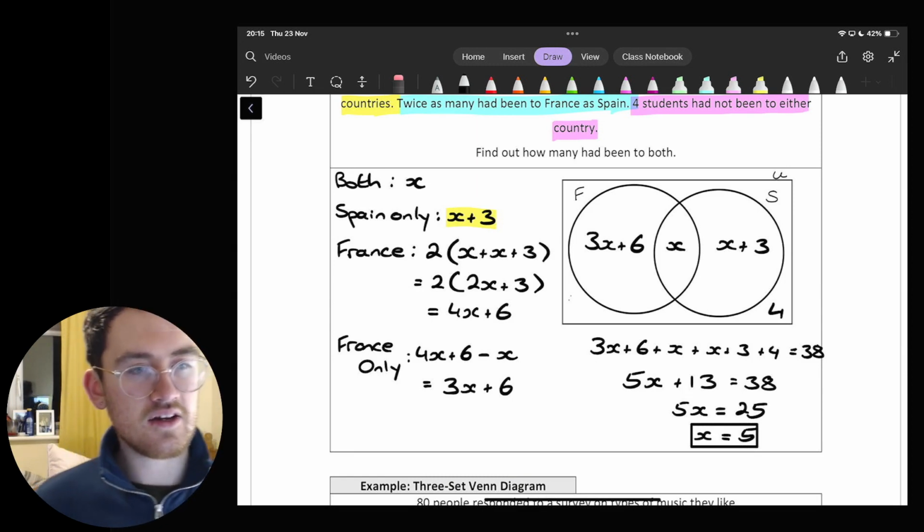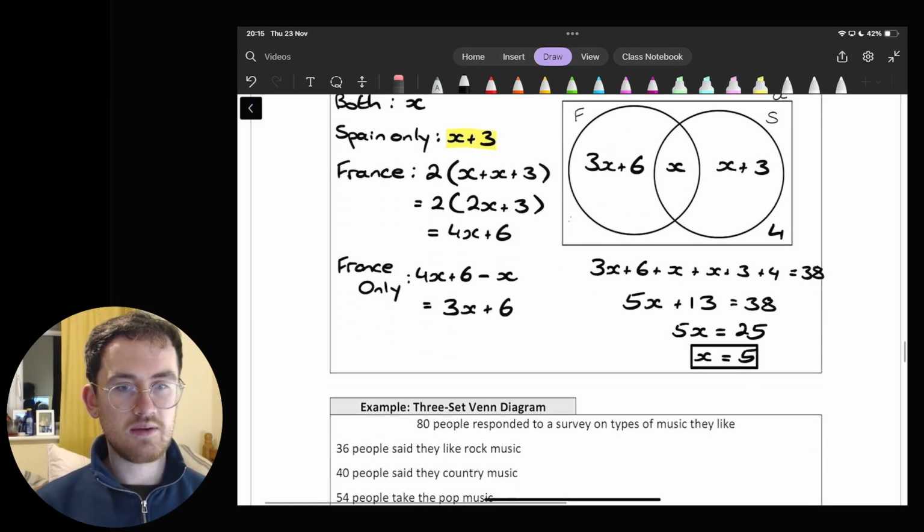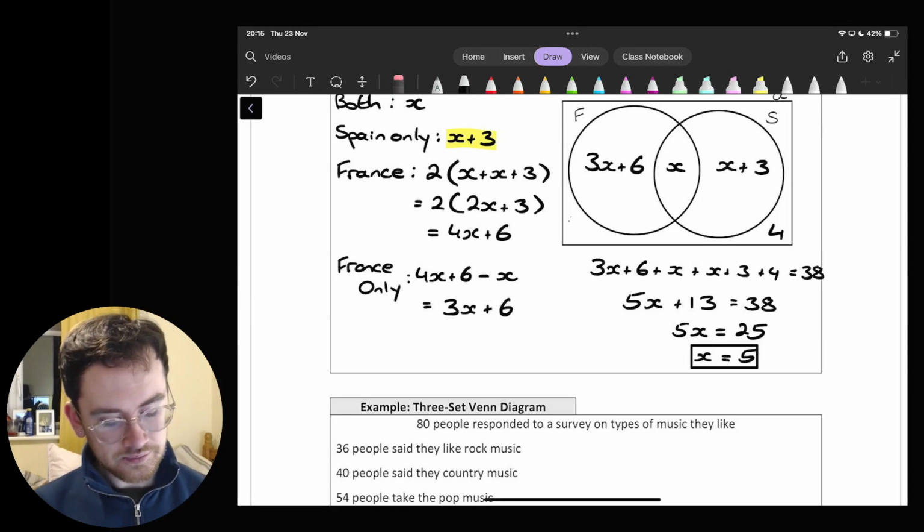So you can see there the steps that we're taking. You have to start with the idea of labeling the diagram in terms of how many had been to both, the region that we don't know. So that's going to change. It's not always going to be the middle section, so we have to adjust according to the question that we have.